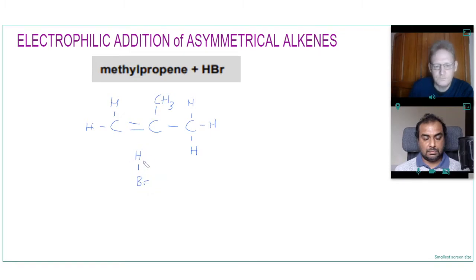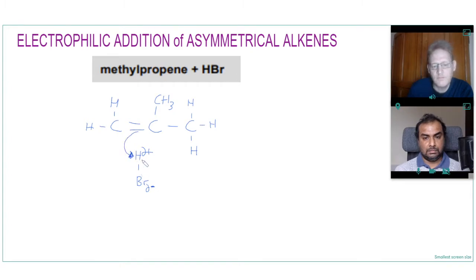And we can show that this is a polar bond because the bromine is more electronegative than the hydrogen. So that attracts electrons towards it. And the hydrogen is delta positive because electrons have been withdrawn away from it. And the delta plus hydrogen is our electrophile, which is an electron pair acceptor. And it will accept a pair of electrons from the double bond.